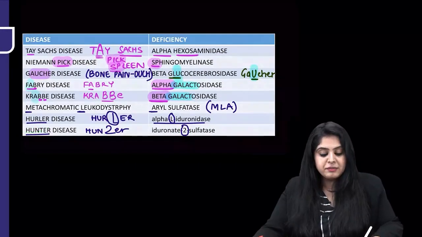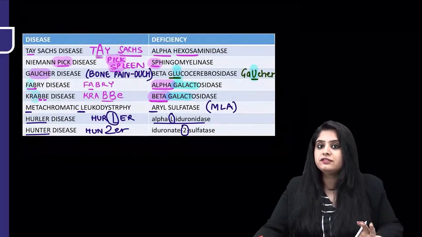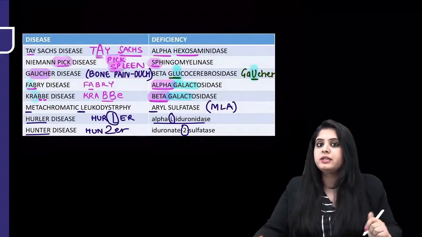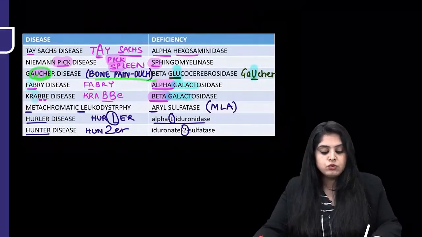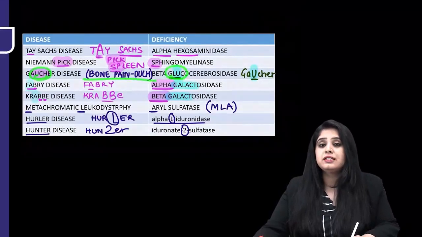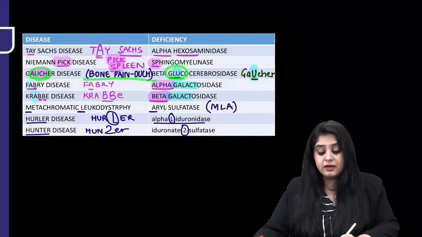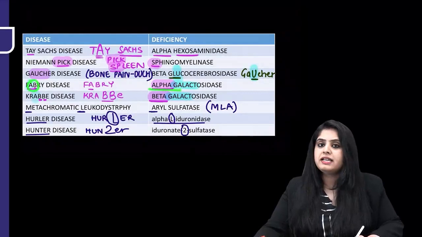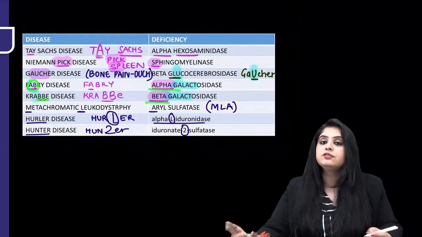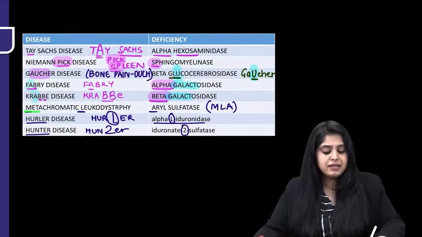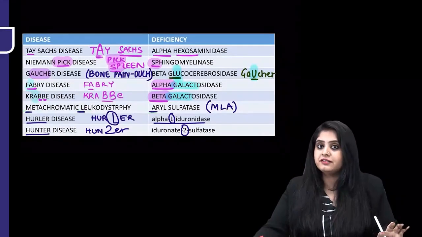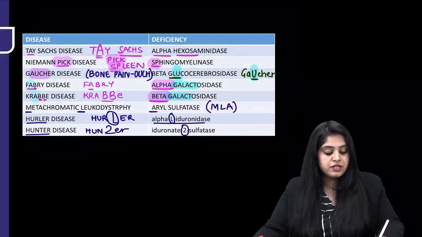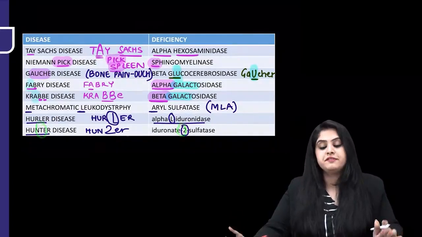Repeating, Tay-Sachs has alpha Sachs, meaning alpha hexosaminidase. Niemann-Pick, pick the spleens, sphingomyelinase, and splenomegaly is seen. Gaucher's, ouch for bone pains, and Gaucher's has a U, so glucocerebrosidase is there and crumpled tissue paper appearance is seen. Fabry has single beta, so alpha galactosidase. Krabbe has double beta, so beta galactosidase. MLD, metachromatic leukodystrophy, aryl sulfatase. Hurler has L, so alpha L iduronidase deficiency, and Hunter has 2, so 2-sulfatase deficiency.